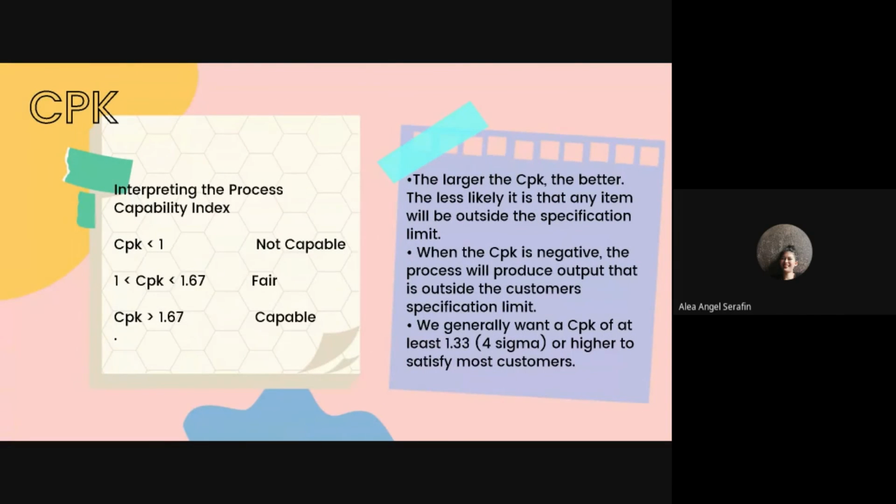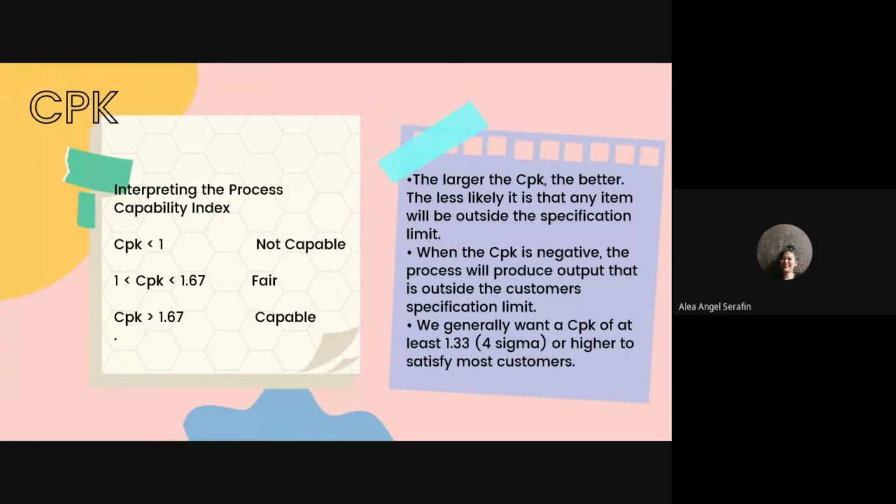So, interpreting the process capability index. When CPK is negative or less than 1, it indicates that the mean of the process is shifted from target and defects will be produced. The process will produce output that is outside the customer's specification limit.